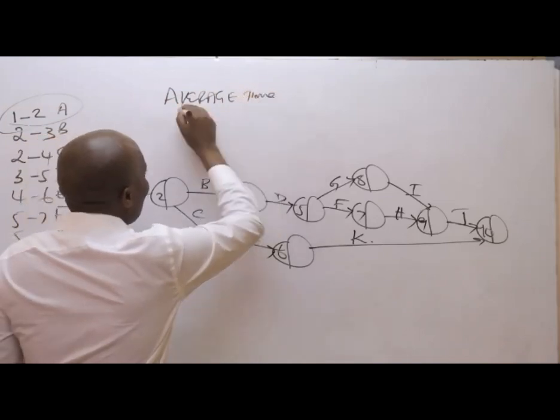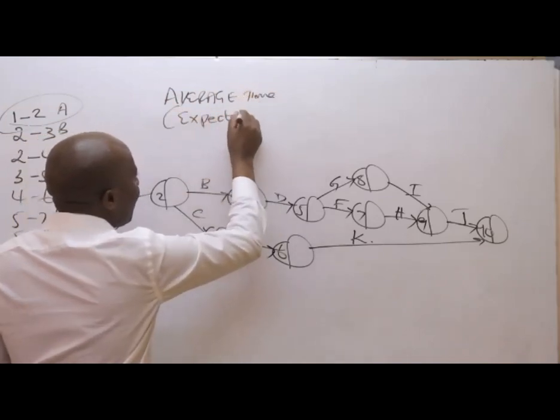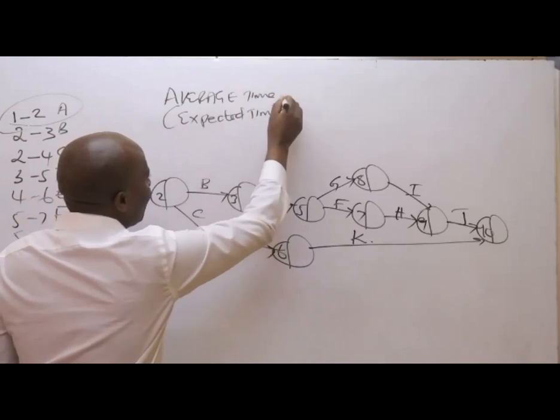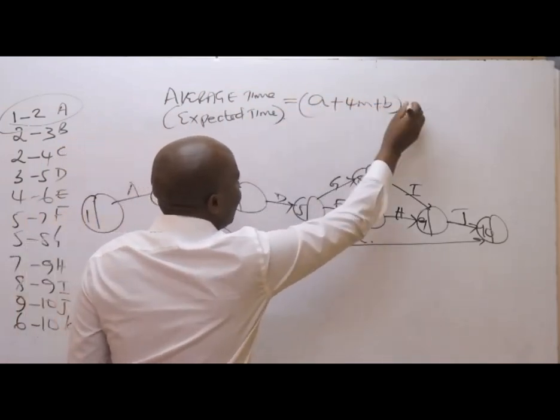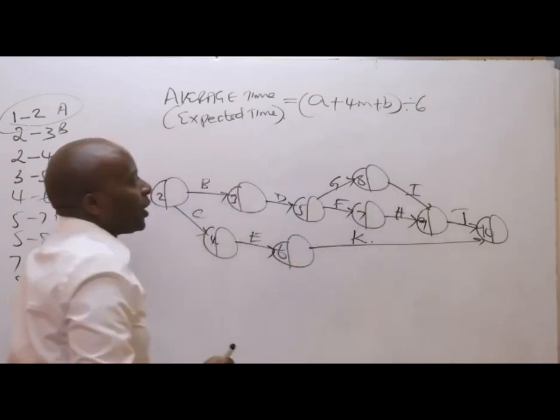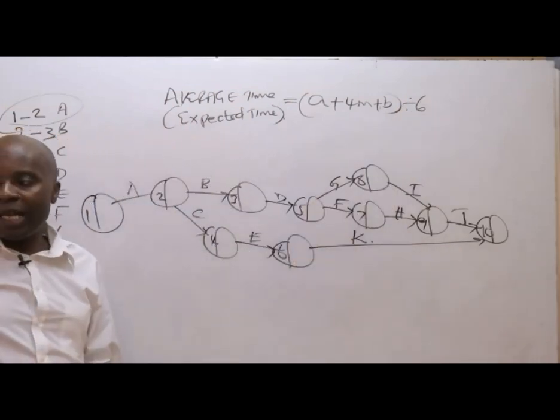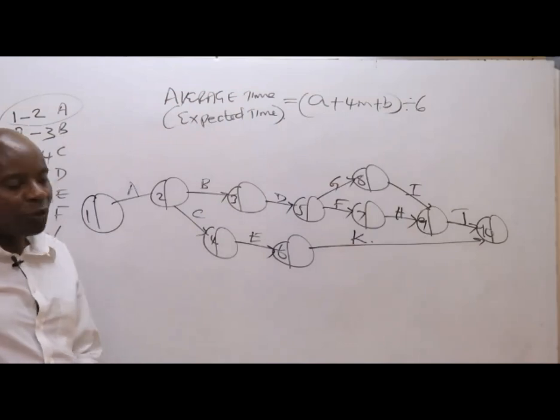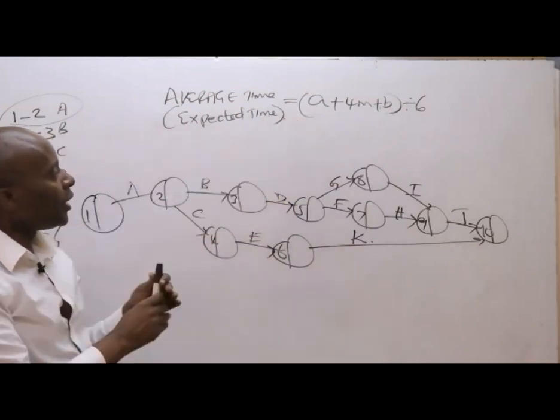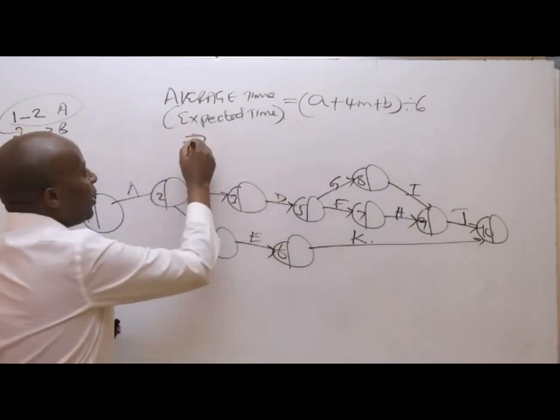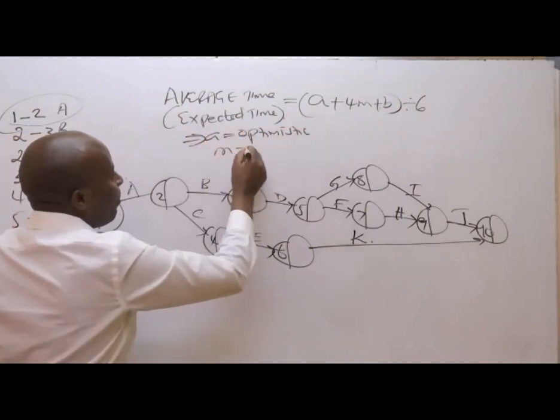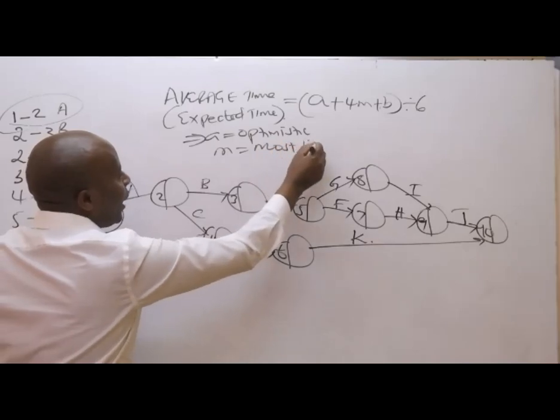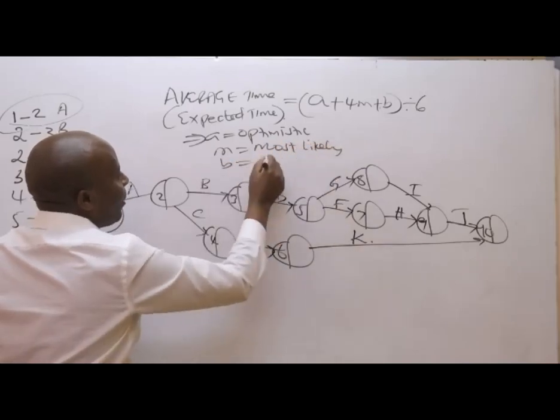Average time, which is also known as the expected time. To get the expected time, we take A plus 4M plus B, everything divided by 6, where A is the optimistic time, M is the most likely, and B is the pessimistic.